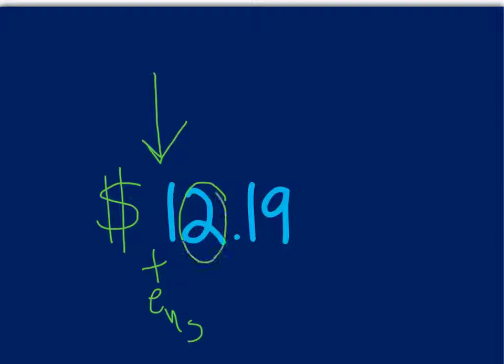Let's look at that again. If we were to round $12.19 to the nearest $10, or the tens place, we would look at the 1. This is the tens place. And so we would have to look at the 2. Since it's less than 4, the nearest $10 would be $10.